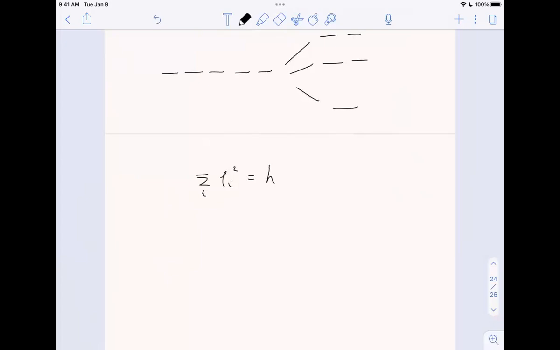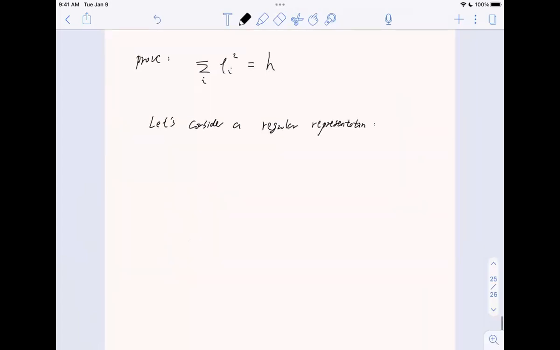Okay, so let's consider a so-called regular representation. What is a regular representation? So for all the group, you can write something called a multiplication table.